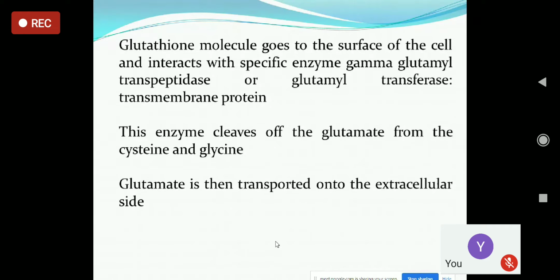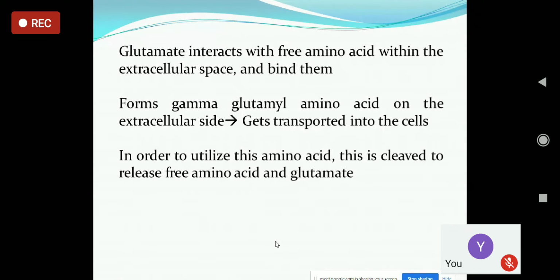Glutathione molecule goes to the surface of the cell, interacts with gamma glutamyl peptidase or glutamyl transferase. Glutamate gets cleaved off from cysteine and glycine. Glutamate is then transported to the extracellular site. Glutamate interacts with free amino acid within the extracellular space and binds them, forms gamma glutamyl amino acid on the extracellular site, gets transported into the cells.